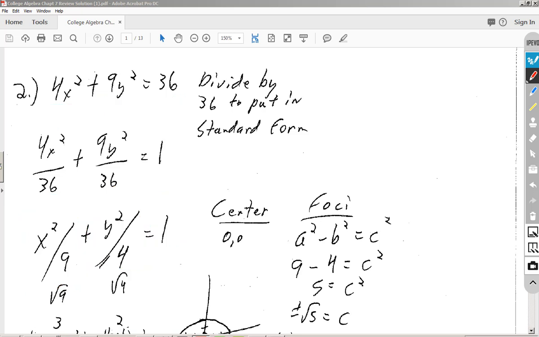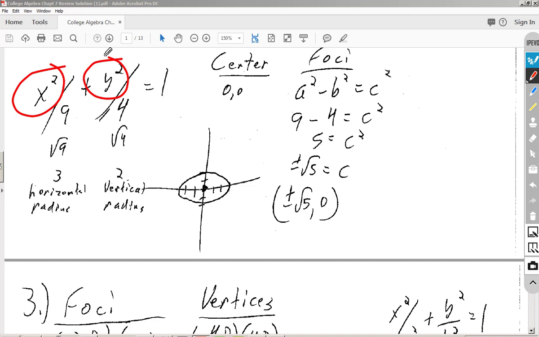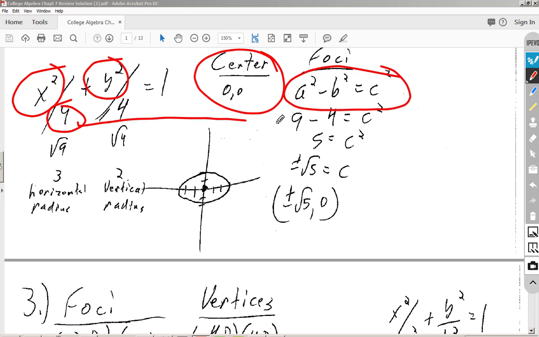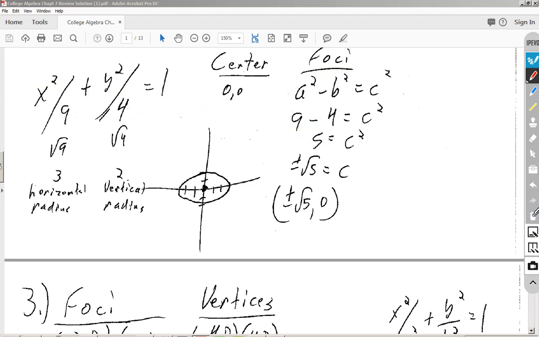Now that I've put it into standard form, I can graph it just like I did number 1. So again, there's no shift happening here, so I have my center at 0, 0. My foci formula is a squared minus b squared equals c squared. So to find my foci, just take this 9, substitute it in, the 4, substitute it in. 9 minus 4 is 5 equals c squared, so c is going to equal plus minus the square root of 5.